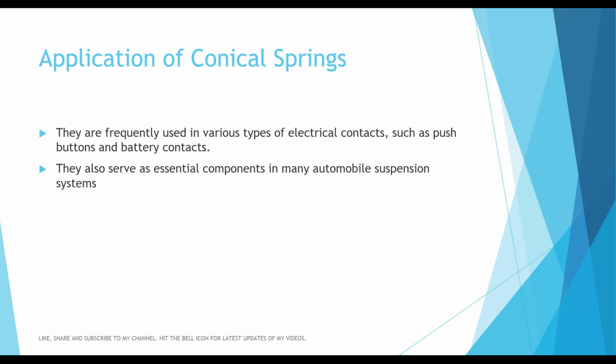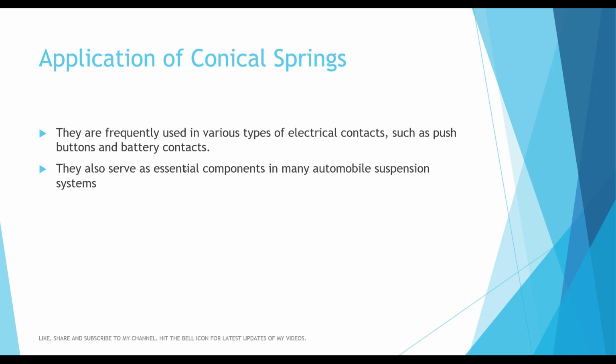Now the last slide over here is about the application. They are frequently used in electrical contacts such as the push button. For example, the buttons of your lift have a push button and they have the conical spring inside. Also the battery contact. This is something very simple and very visible to everybody. When you fix your battery, you must have seen that slot. There is a small conical spring attached at one end.